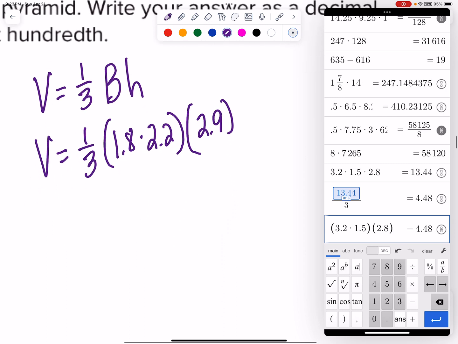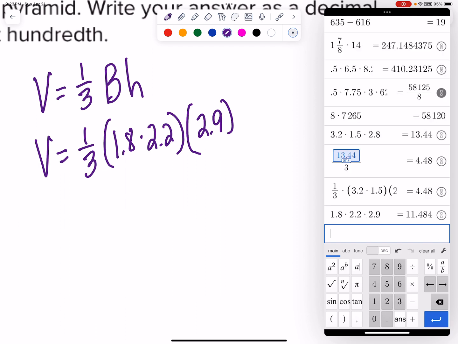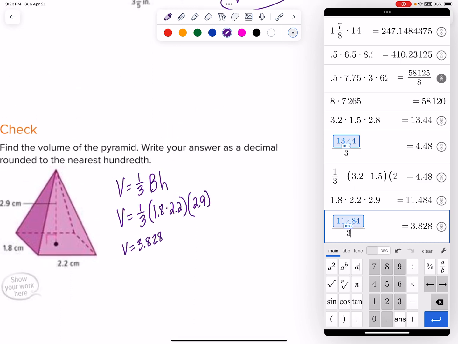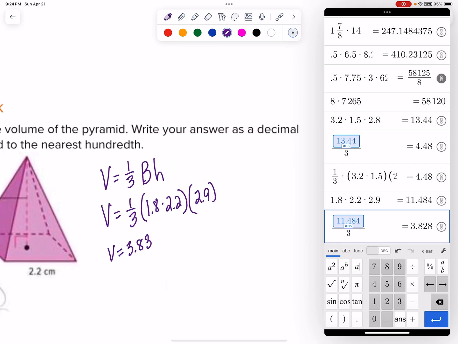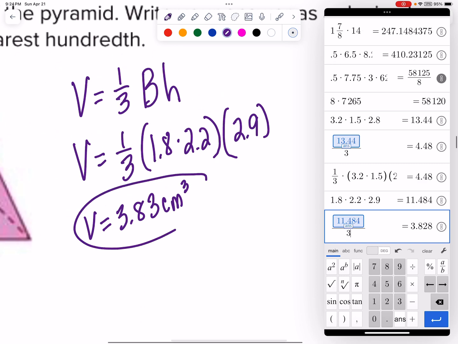Okay, I'm going to go ahead and do the original way I did before, which is 1.8 times 2.2 times 2.9, hit enter, and take the answer and divide it by 3. Okay, so volume equals 3.828. Let's check rounding. Rounded to the nearest hundredth, so we're cutting it there. So that actually needs to turn into a 3. Okay. All right, and then it is centimeters, and because it's volume, we know it's 3-dimensional, so we say cubed.